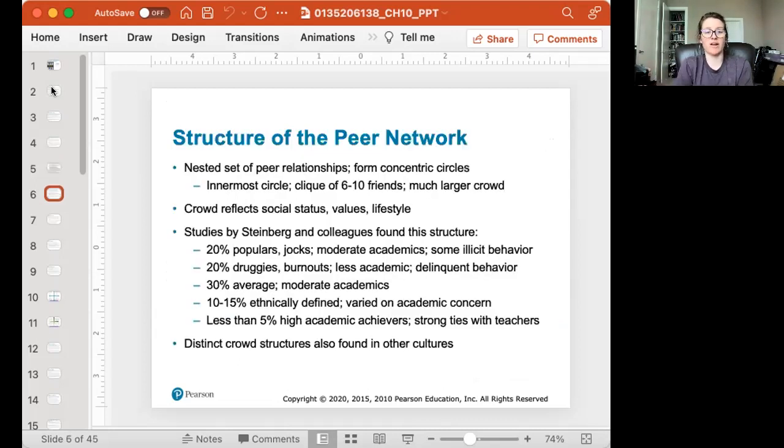Okay, structure of the peer network. So it's a nested set of peer relationships that form concentric circles. The innermost circle is usually a clique of 6 to 10 friends, and then there's a much larger crowd outside of that. So concentric circles, a circle within a circle, within a circle, within a circle type of deal.